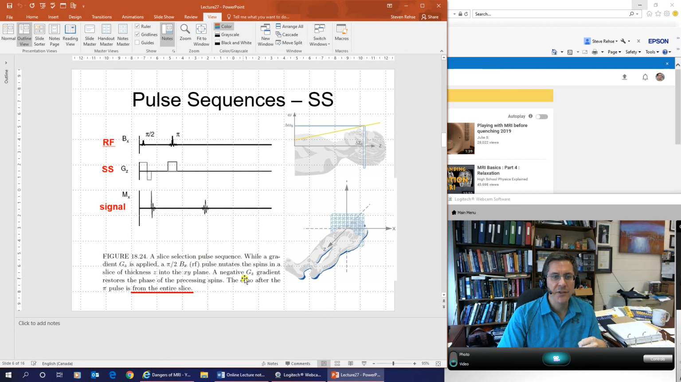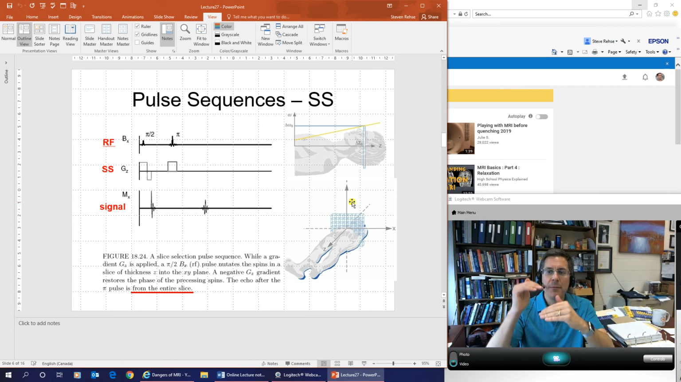And in this case, as Hobby says, the echo after the pi pulse is from the entire slice. Look, I have it underlined. So the echo after the pi pulse is from the entire slice. Why is that? Because you have not applied a phase encode gradient or a frequency encode gradient, which will allow you to tell anterior to posterior or left to right. All right. So definitely the whole slice will respond, but there's not going to be any other information there.